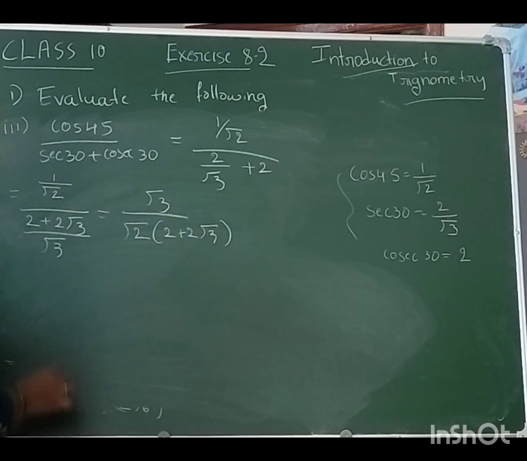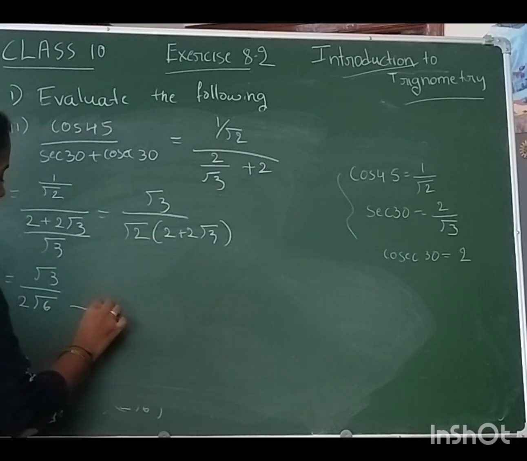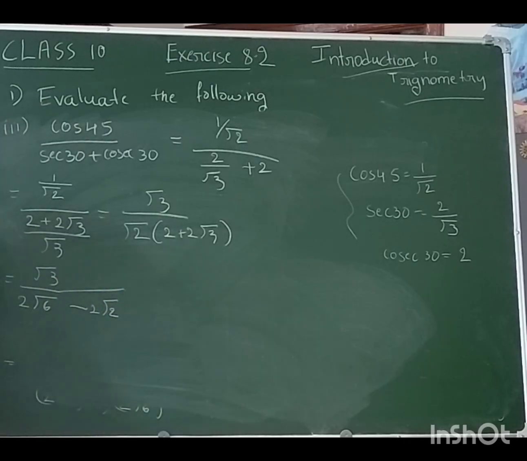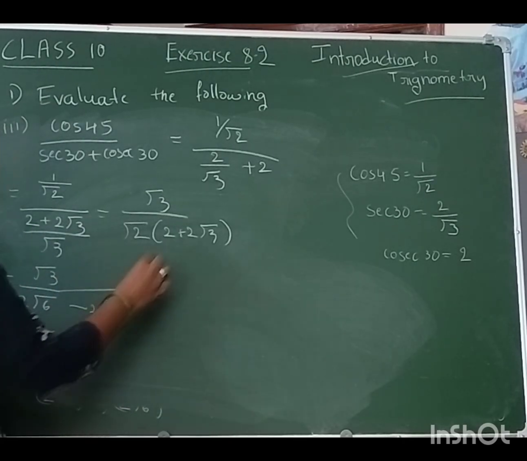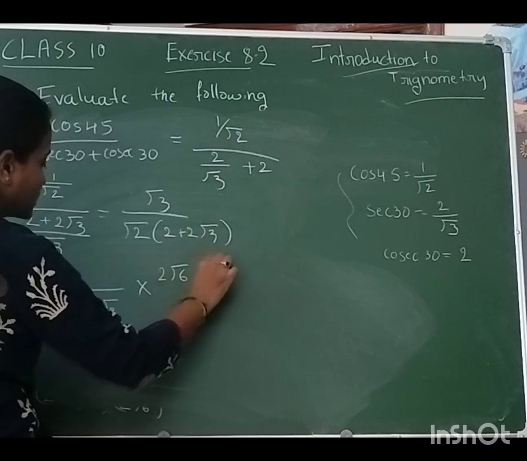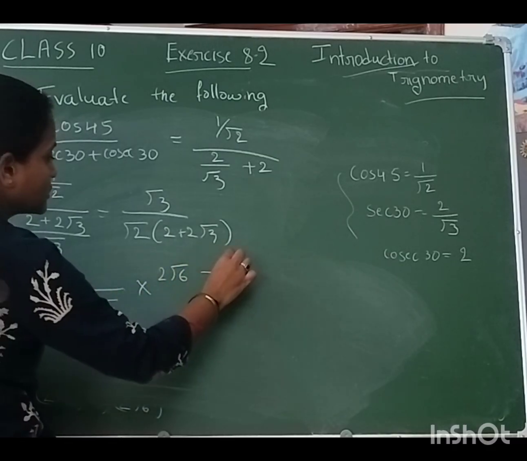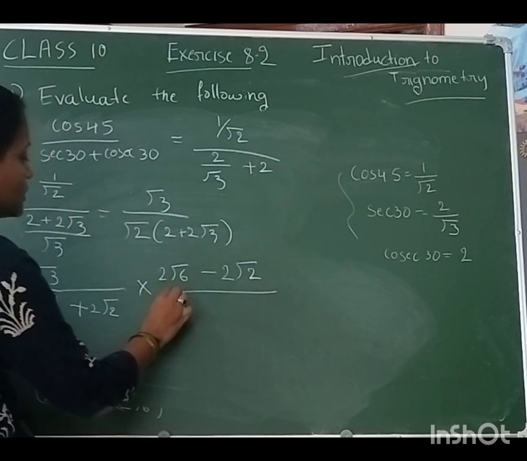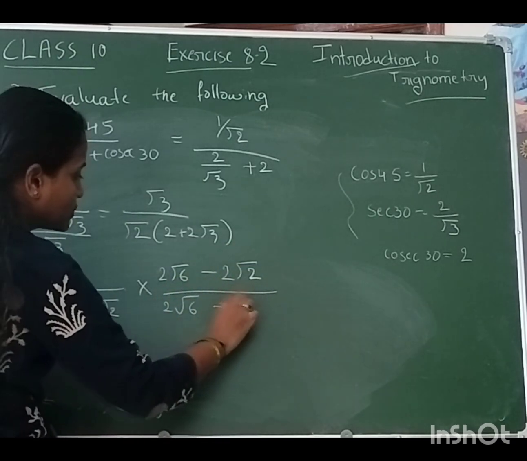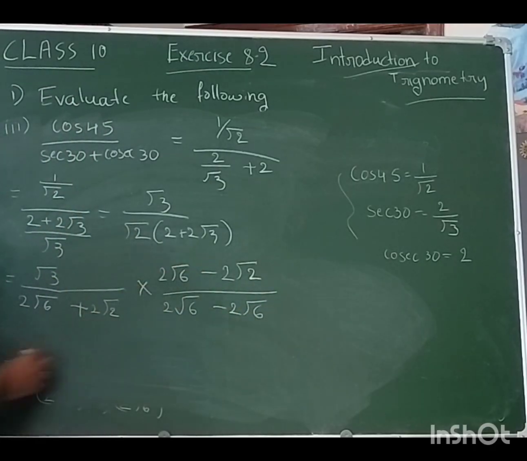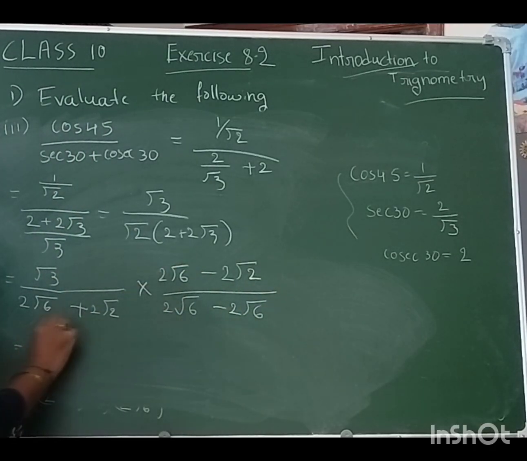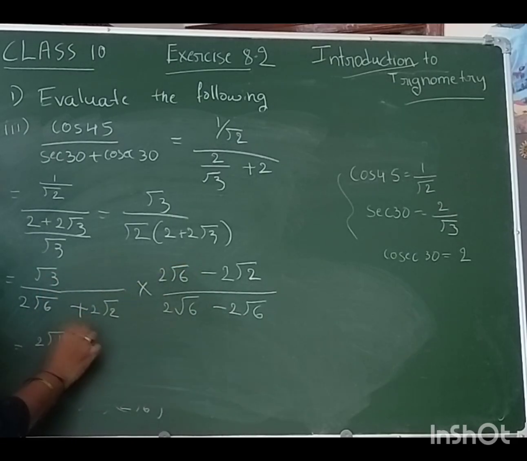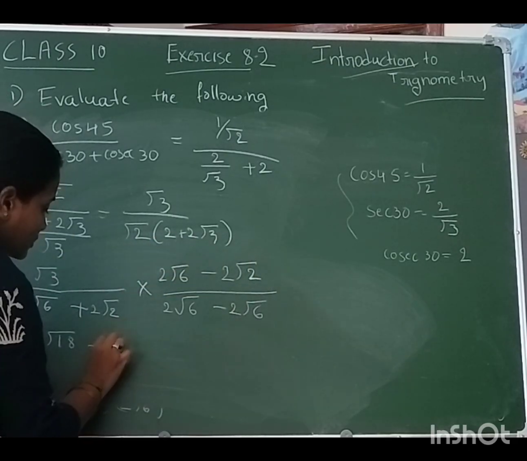Upon multiplying the denominator terms, we'll get root 3 divided by, we'll write the higher number at the left side, 2 root 6 plus 2 root 2. So I have to rationalize it by multiplying the opposite sign denominator. Sorry, plus 2 root 6 minus 2 root 2 divided by 2 root 6 minus 2 root 2. So the numerator will multiply, and it will become 2 root 18 minus 2 root 6.